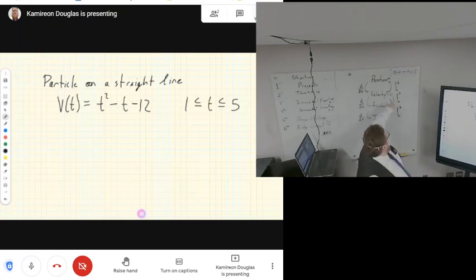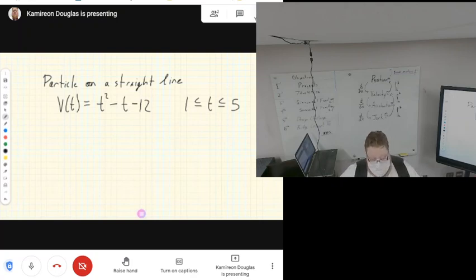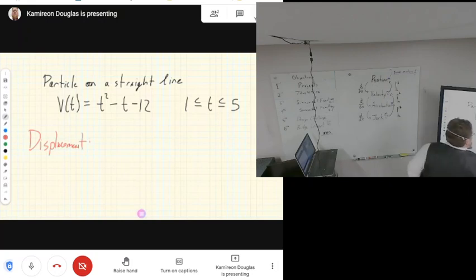We're given velocity, told to find displacement or distance. That means we're given velocity, we're asked to find a position of some kind, we're going to integrate this function. But how we integrate and which one is which matters a lot. So, let's treat this problem one piece at a time. To start with, I want to tackle the easy one, displacement. To find the displacement, I'm going to integrate from 1 to 5 of t squared minus t minus 12.